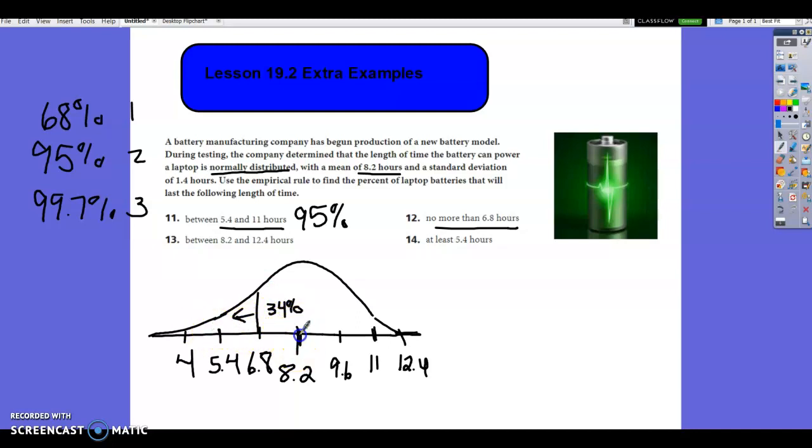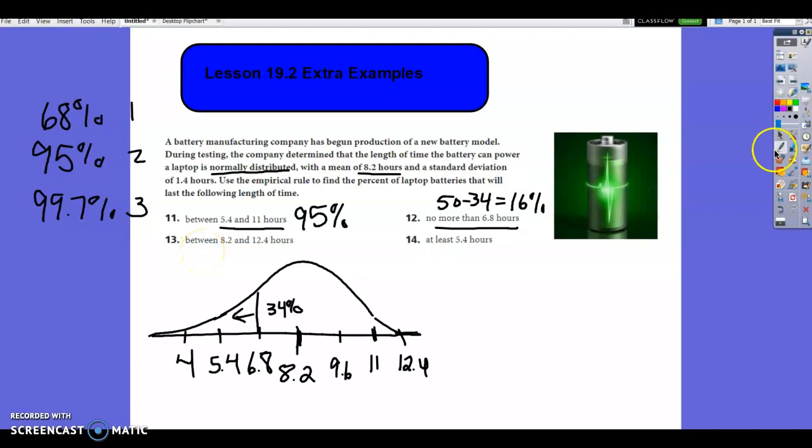So the mean is always in the middle. So I can quickly do 50 minus the 34. And that gives me 16%. So number 12, no more than 6.8 hours, would be 16%.